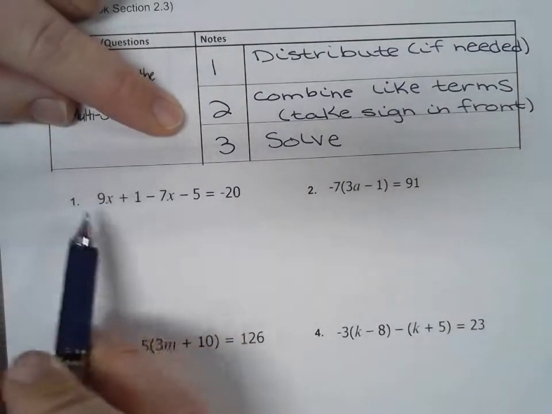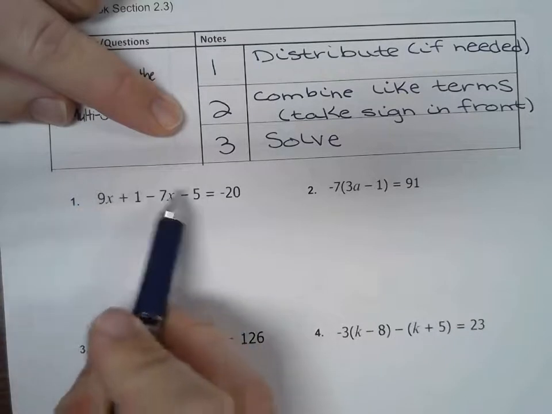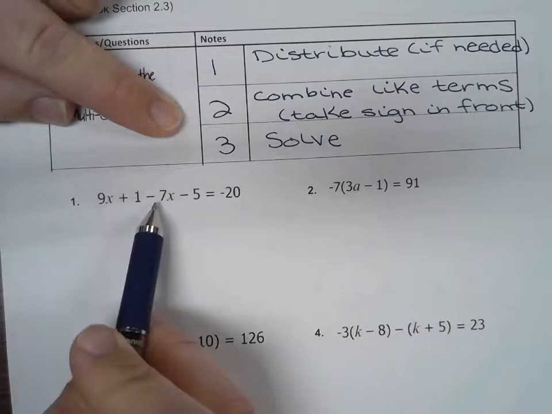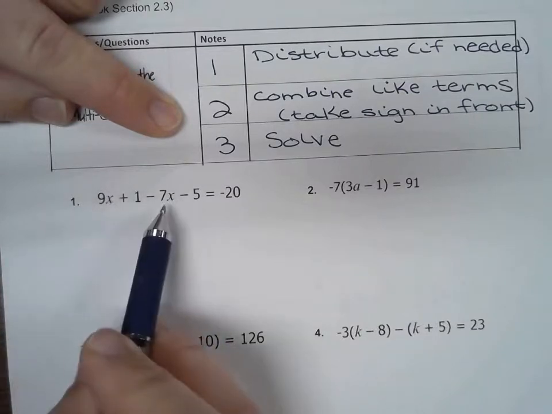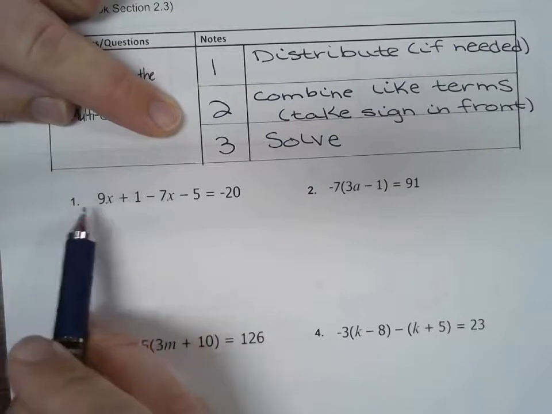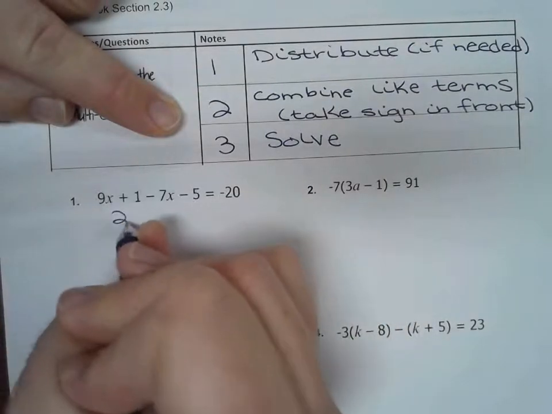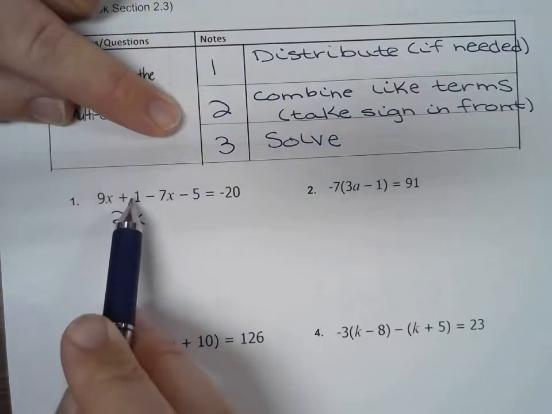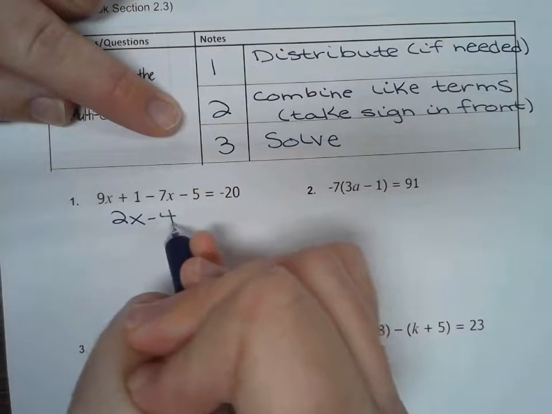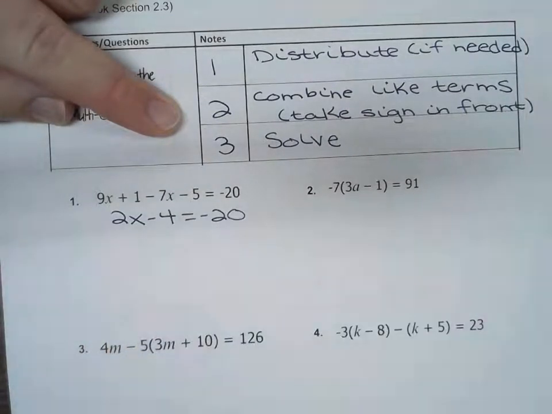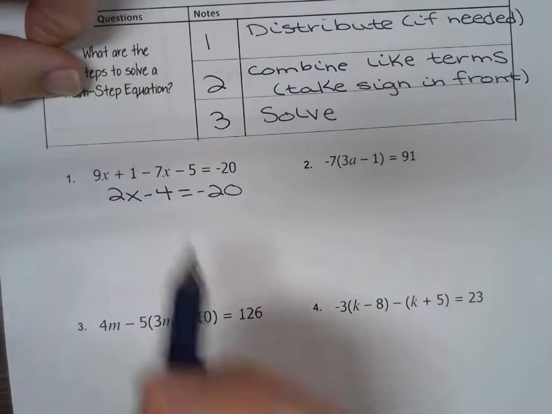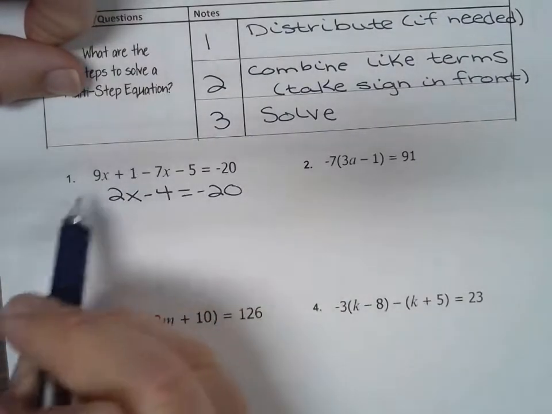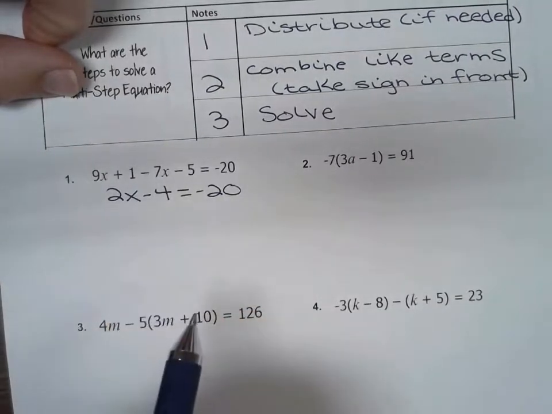So we're going to go straight to step 2, and we're going to combine like terms. As I look on the left side, we simplify the left side by combining like terms. So 9x minus 7x, again, we're staying on the left side, so you don't use opposite signs. You take the sign in front. 9x minus 7x is 2x. And then add your constants, which a constant is a term without a variable. 1 minus 5 is negative 4, and then equals negative 20. So you simplify the left side, combine like terms, take the sign in front, and then it should look like an equation that we did in Lesson 1.